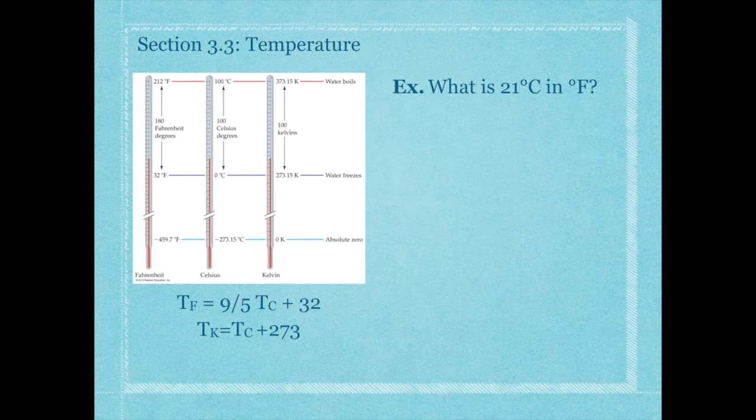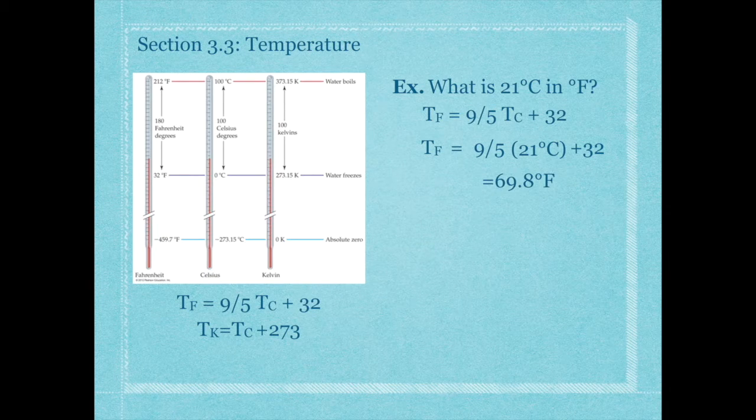If we look at this example, it asks us to take 21 degrees Celsius and convert it into degrees Fahrenheit. So I'm going to use this equation right here. I don't know my temperature in Fahrenheit, but I do know that it's equal to 9/5 times my temperature in Celsius, which is 21 degrees, plus 32. And when I calculate that, I get 69.8 degrees Fahrenheit.